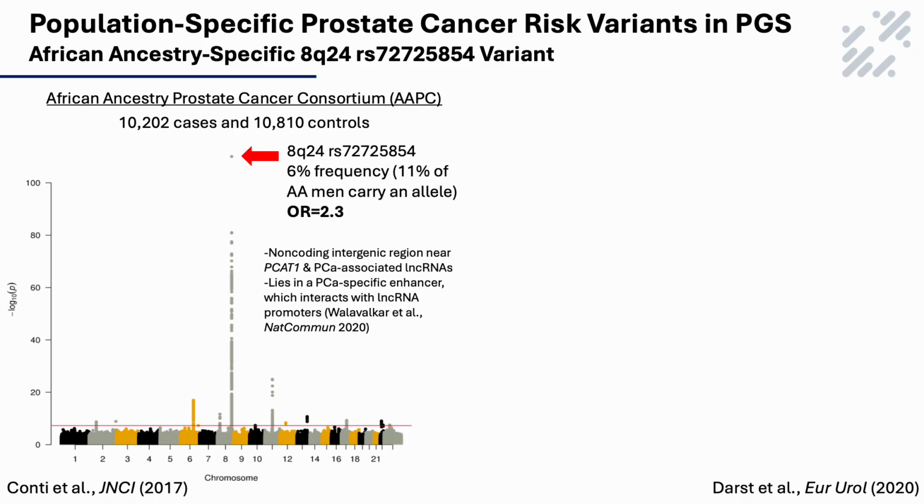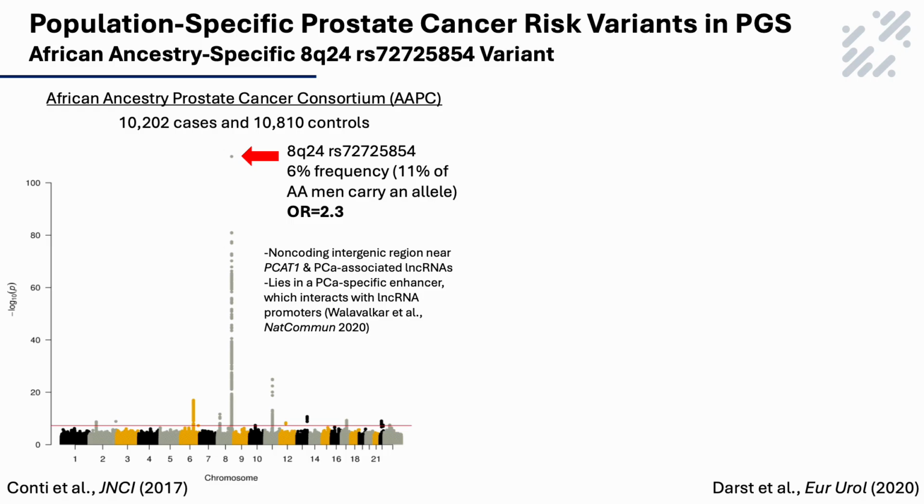The strongest by far variant that was identified is this signal shown here, this rs727 variant. This is a fairly common variant. It's carried by about 11% of African ancestry men. And the odds ratio is 2.3, which for a GWAS study is really large. Usually in GWAS studies, the variants that we identify have odds ratios of maybe 1.1 or 1.2, so this is a really large odds ratio.